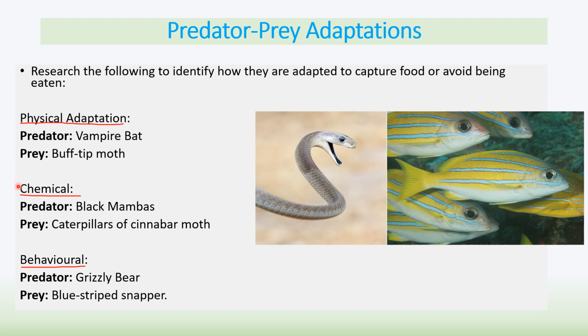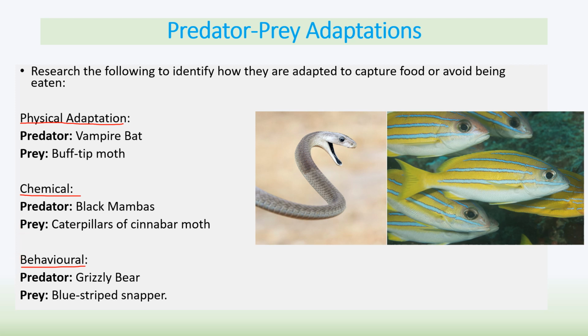Chemical adaptations, so we've got the black mamba here. Well, that's obviously going to have venom to kill the prey, and that's going to mean that it's using a chemical to do so. But then some organisms might produce chemicals to make themselves taste horrible, and therefore that is also a chemical adaptation.